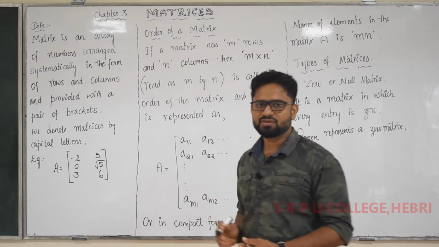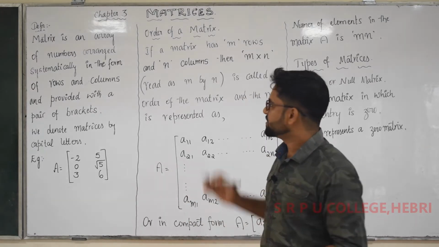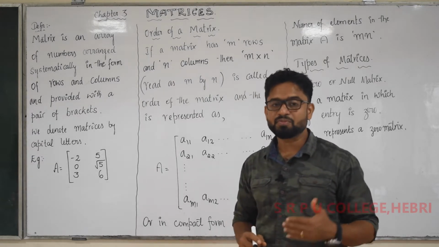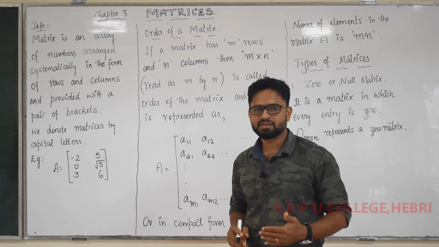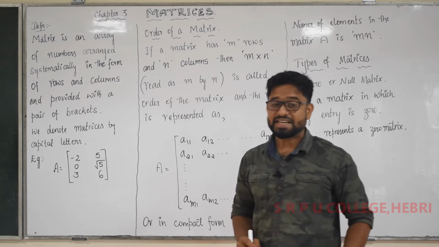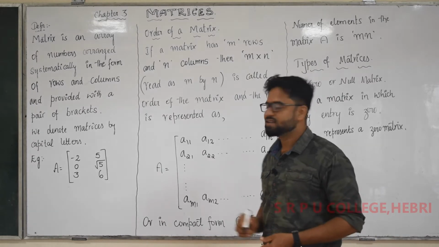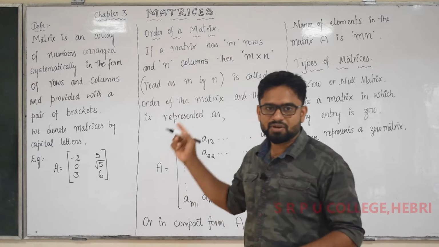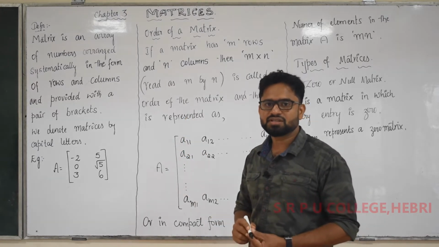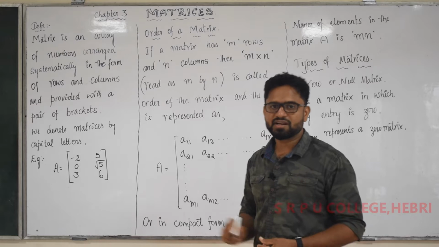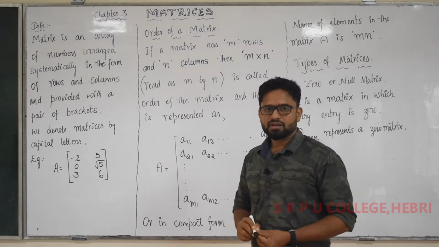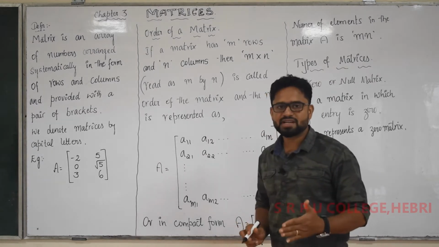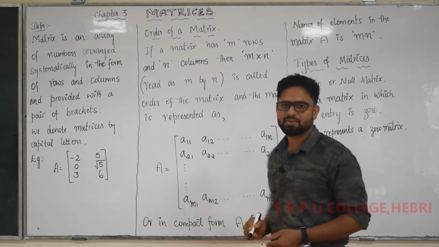Today I am going to start one of the chapters of your second PU, matrices. Matrices is one of the most powerful tools in mathematics, students. If you ask me which is the easiest chapter in mathematics, my answer is matrices. A total of 9 marks of questions come from this chapter: 1 mark 1 question, 3 marks 1 question and 5 marks 1 question. If you read this chapter very thoroughly, no doubt you can't score less than 9 marks, because 9 marks is pakka from this chapter.